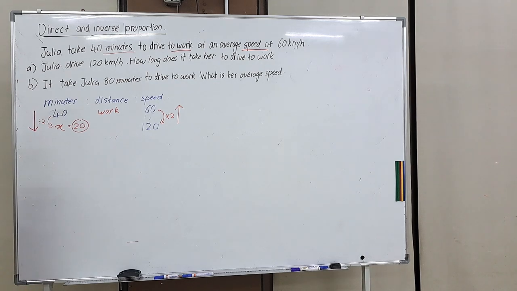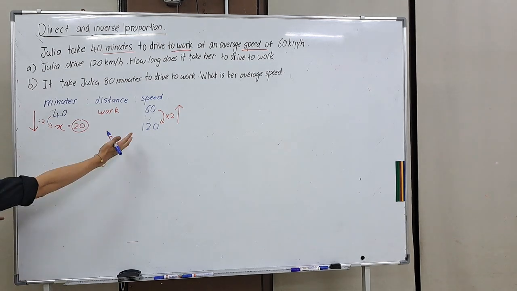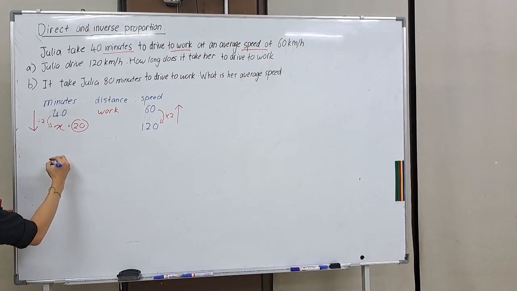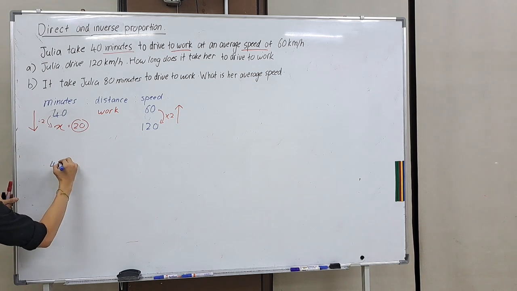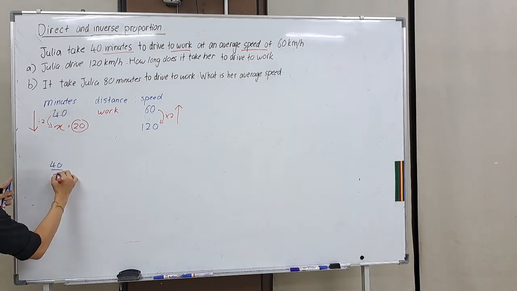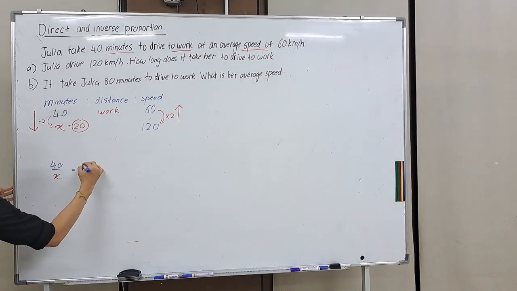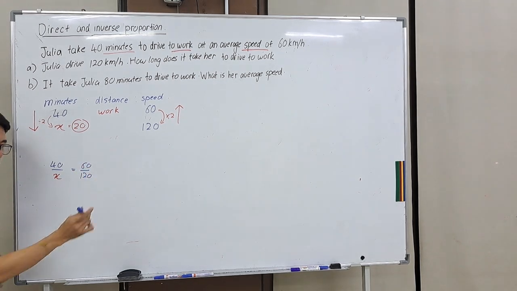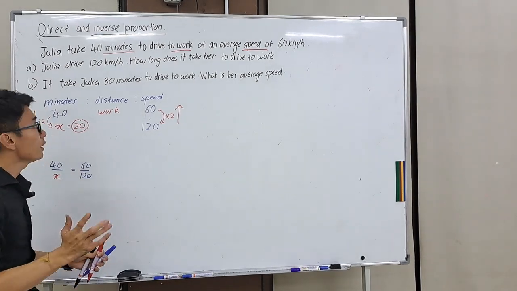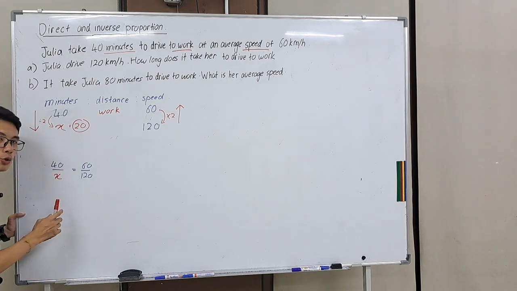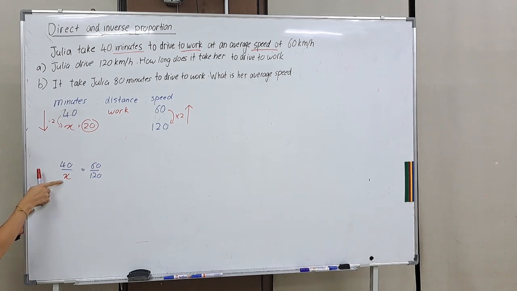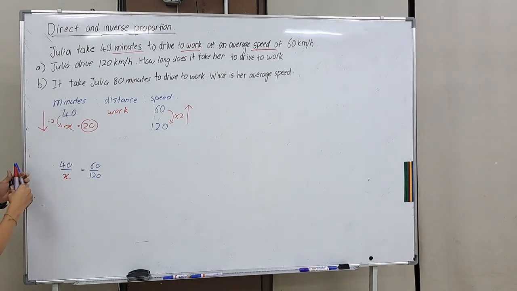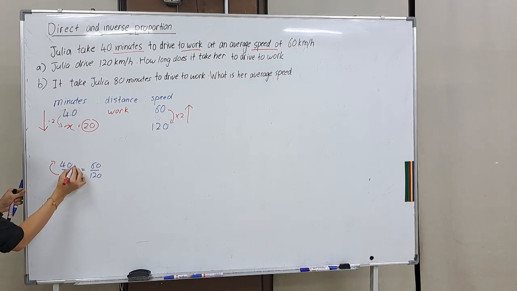So driving at this speed, it will take her that much time to arrive at work. But for those of you interested in the equation method, it's the same thing. This is the table method. The equation method is going to look like this: 40 over x equals 60 over 120. But if you're using the equation method, remember this is an inverse proportion question, so you should flip. Usually the fraction we choose to flip is the one with the unknown.